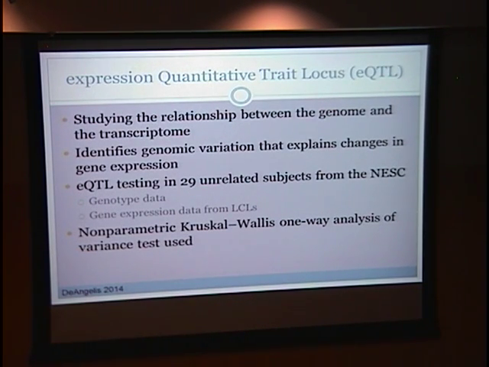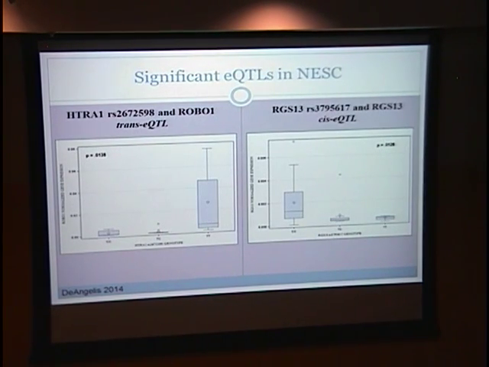Another way that we can look at the function of our genotypic changes in our genes is through expression quantitative trait loci, or eQTLs. This is a way to study the relationship between the genome and the transcriptome, the DNA and the RNA, to explain why we're seeing differences in gene expression. We have cell lines on our sib pair cohort, or our family-based cohort, and we have genotype data on these genes that I showed you. We want to equate the genotypes in those genes with the expression differences. This is the type of statistical test that we used. And we did find that this promoter change in the HTRA1 gene affected ROBO1.